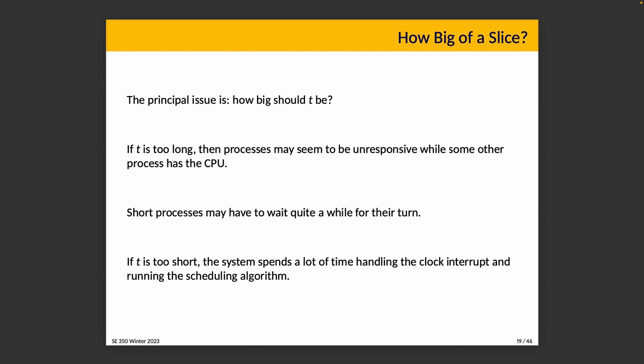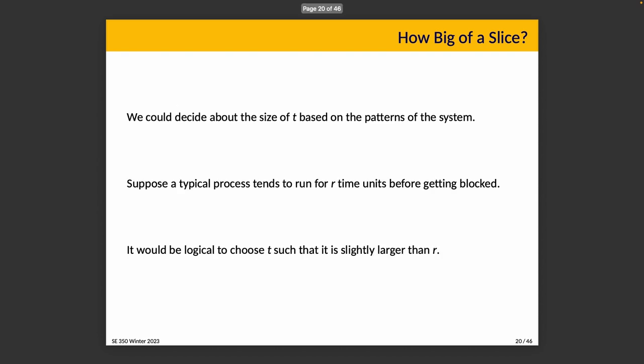But okay, how do we choose T, right? Thoughts? Well, one of the ideas is, study, right? We could look at patterns of the system. And if we see that a typical process runs for, say, R amount of time before getting blocked, it would be logical to choose T such that T is a little bit larger than R.